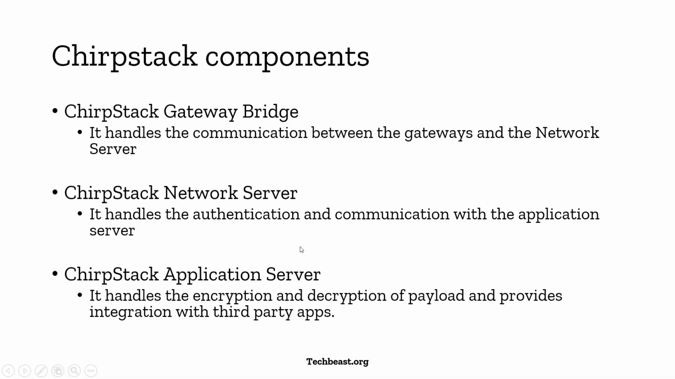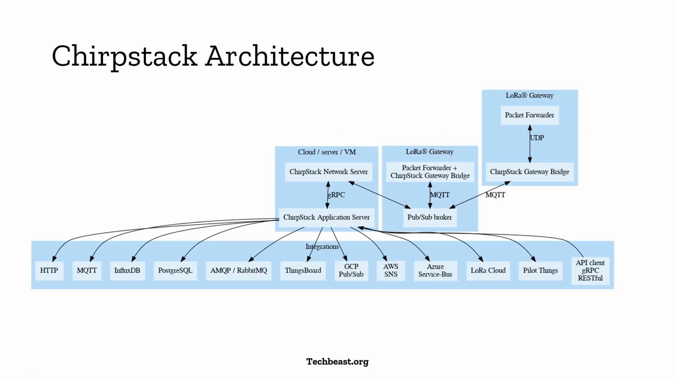This is the architecture I have taken from Chirpstack's documentation site. It's really good, and we need to talk about it in detail. We can just go from top to bottom. Here, as you see, this is the LoRa gateway, and the packet forwarder will be inside the LoRa gateway.